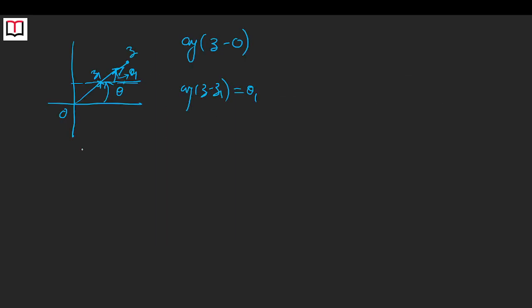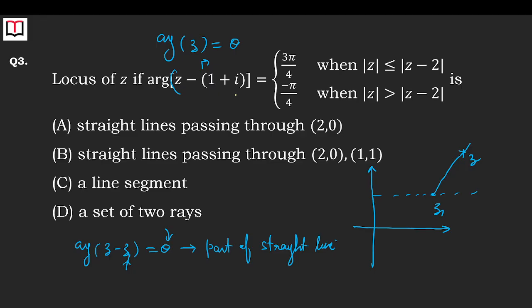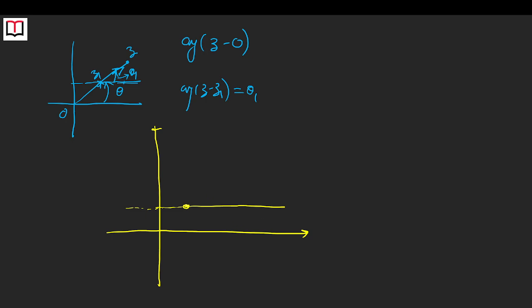So argument of Z minus 1 plus iota. Okay, so let me just draw it. So 1 comma 1 is somewhere here, let's say. I'm drawing a horizontal line passing through it. Now argument of z minus 1 plus iota is 3 pi by 4. It's an obtuse angle. So that means of course this is z1, 1 plus iota, and argument is positive, so that means we are rotating in anti-clockwise direction. So that's your 3 pi by 4.